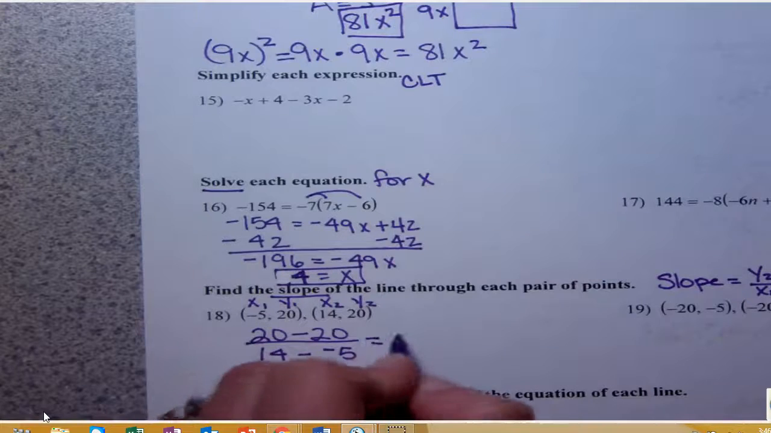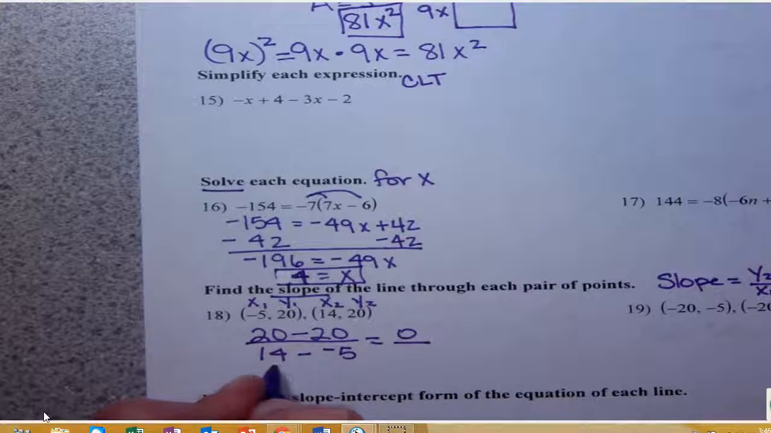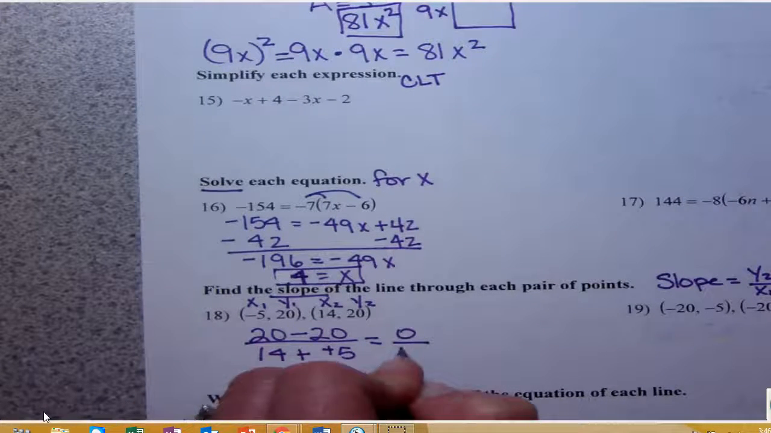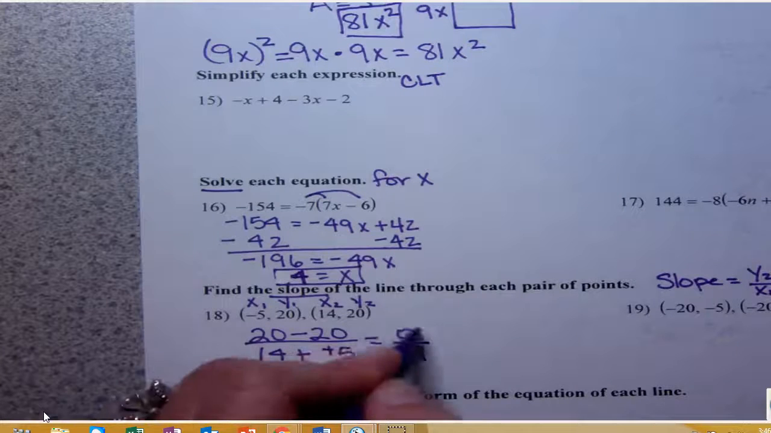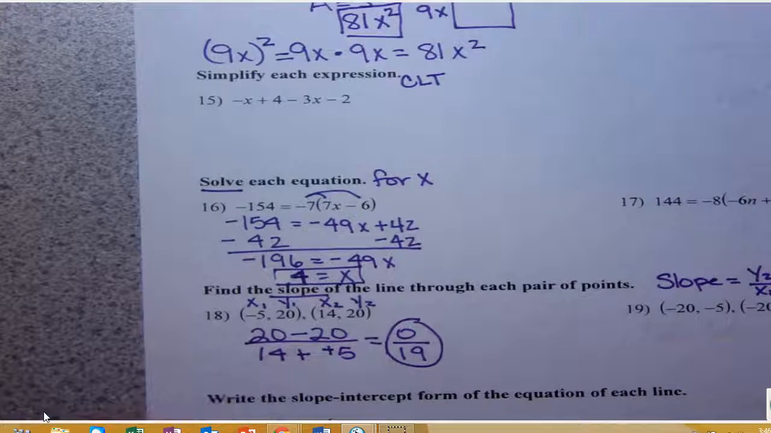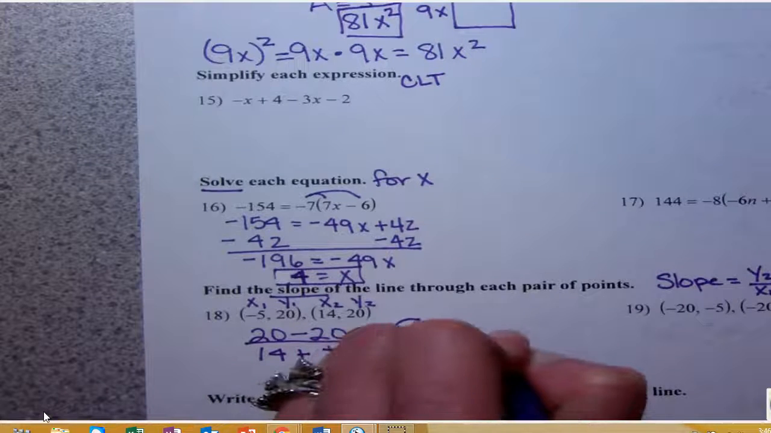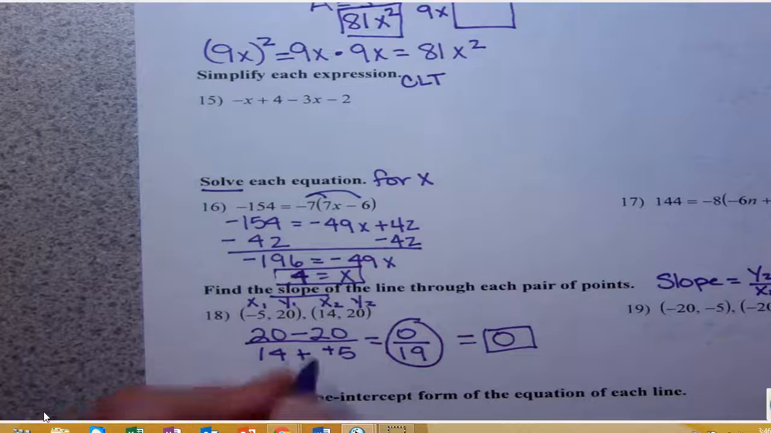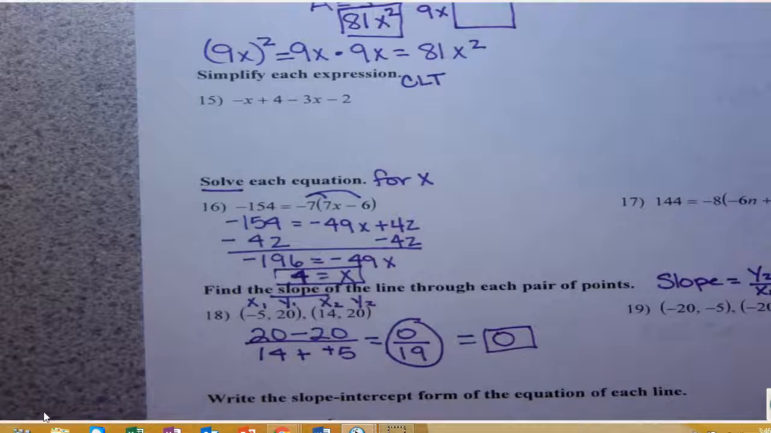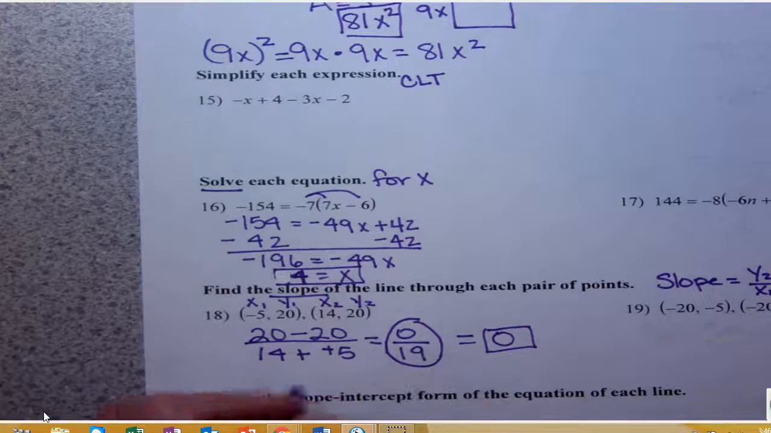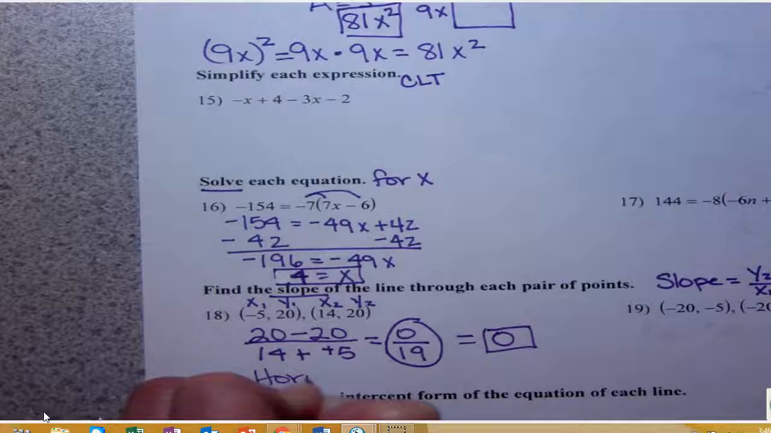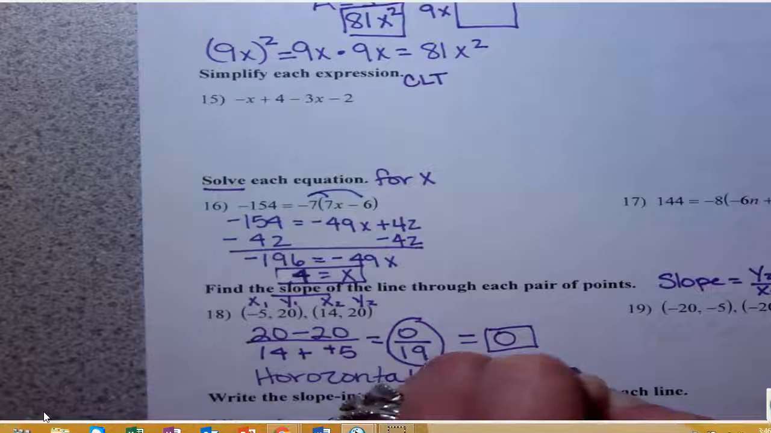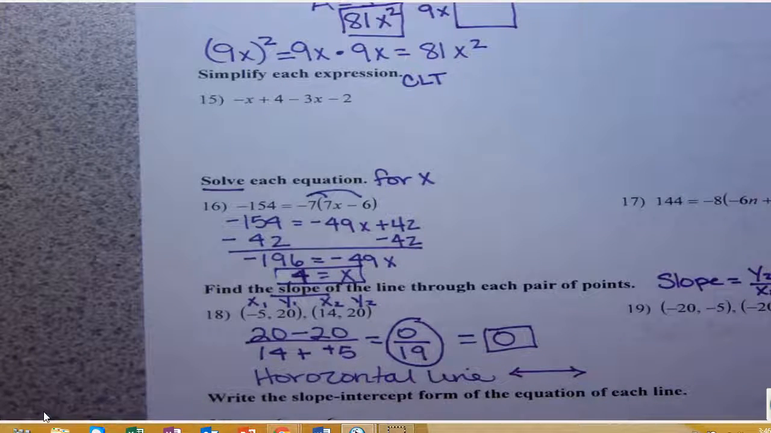20 minus 20 is 0. 14 minus a negative is going to give me a positive, so I get 19. 0 over any number is going to equal 0. So if you have a line with a slope of 0, think about what that looks like. That would be a horizontal line. Okay.